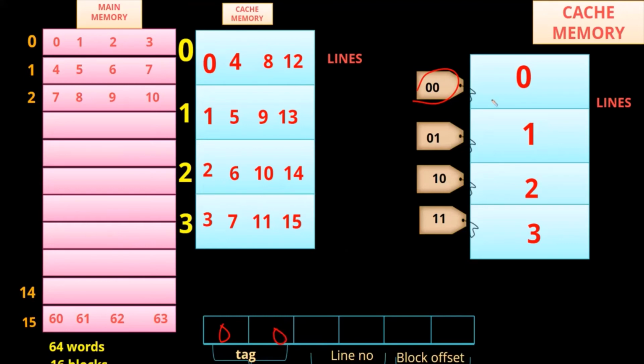And the line number is 0. So line number is also 0, 0. So in block offset, we could access 0, 4, 8, 12 blocks. Okay. 0, 0. Or we could have 0, 1. Or we could have 1, 0. So like that block offset will be changing.